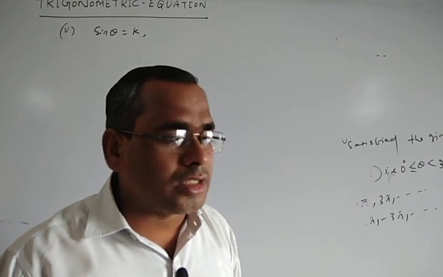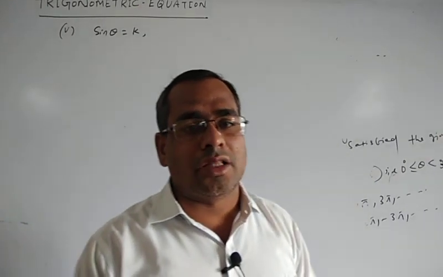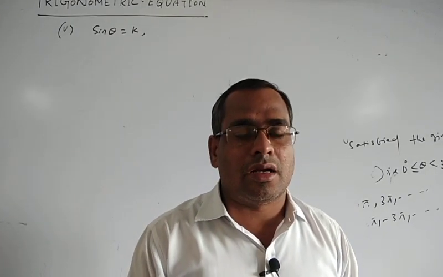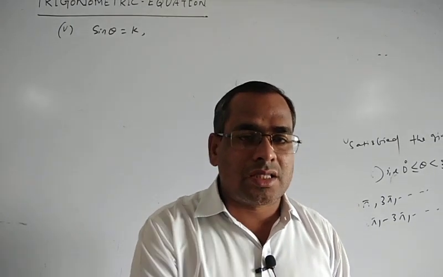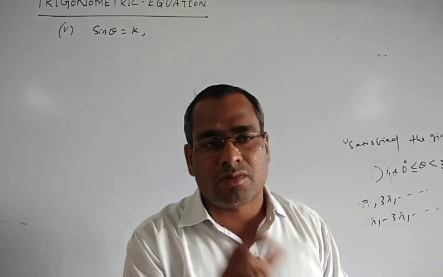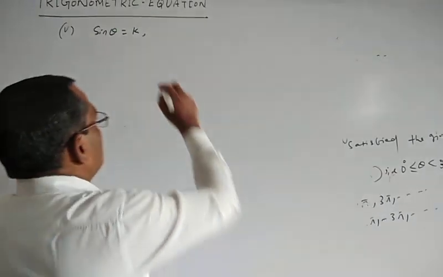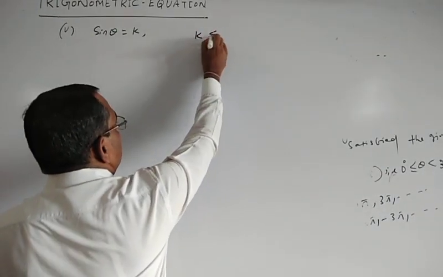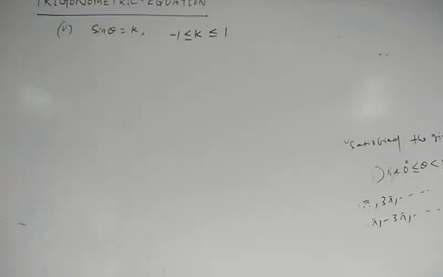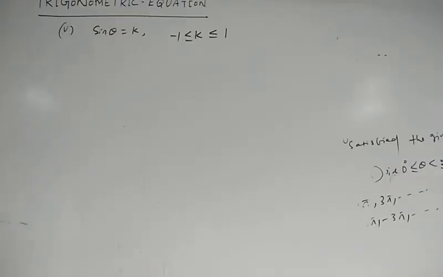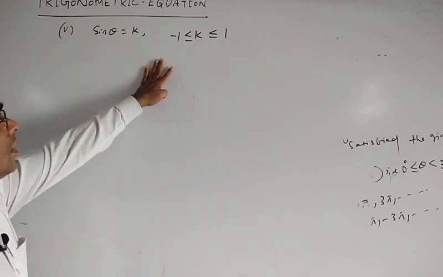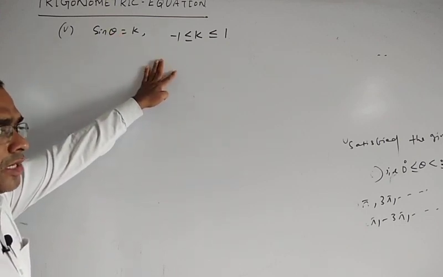Sin theta is equal to 2 is impossible, to find the value of theta, because its value can never be greater than 1, never less than -1. All values lie in between -1 to +1. So its solution is possible. K should be less than or equal to 1 and greater than or equal to -1. So sin theta is equal to k, where k belongs to the closed interval -1 to 1.